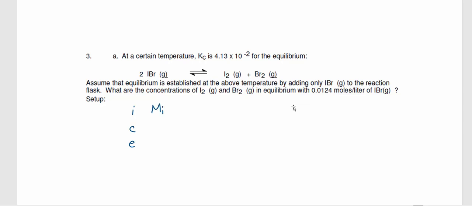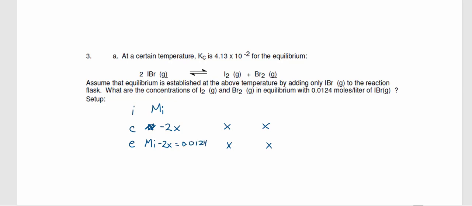We don't know what the initial concentration is, but we do know that it's going to change by 2x. And we know that because we're told we've only added the IBr to establish the equilibrium. So we're going to subtract some amount 2x, but we're going to add that some amount x in order to find our equilibrium concentrations of everything. So our equilibrium concentration of IBr is going to be the initial concentration minus 2x, but we're told what that is, and that is equal to 0.0124.